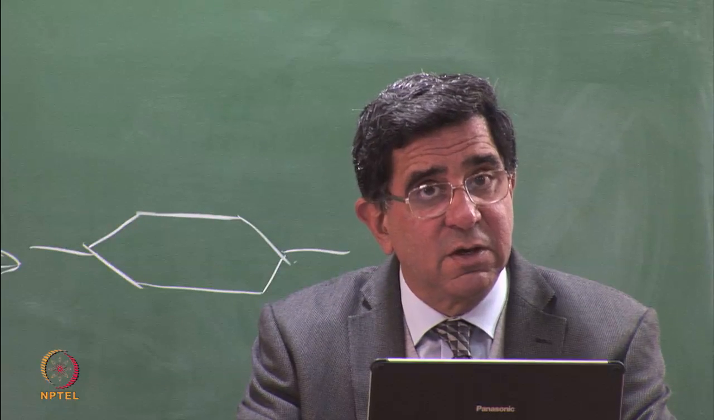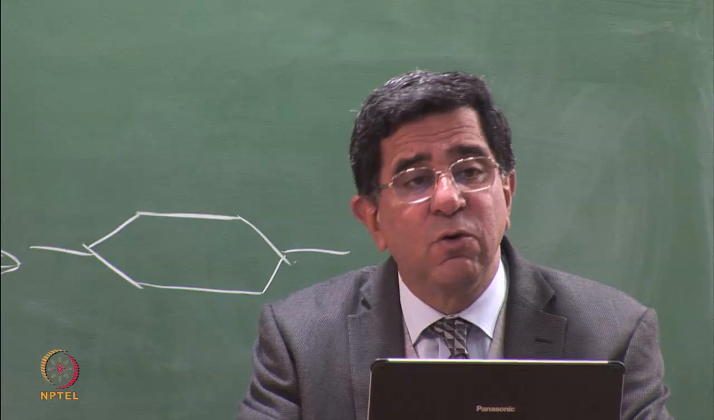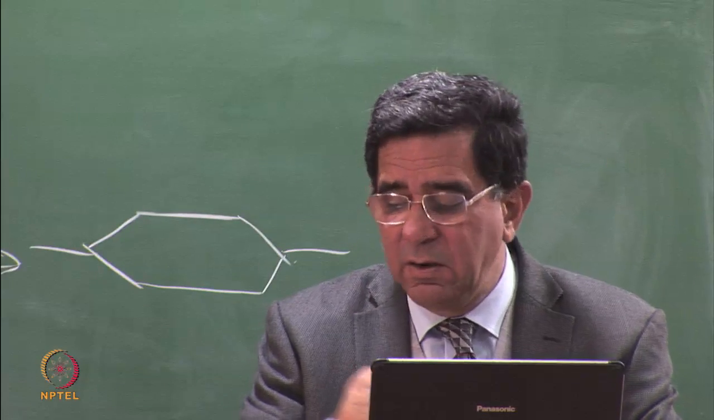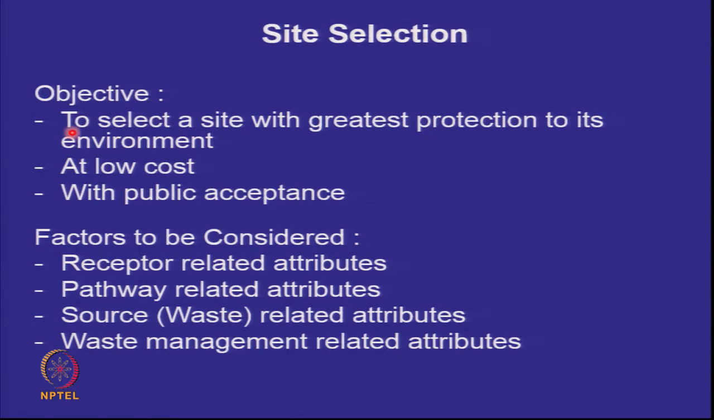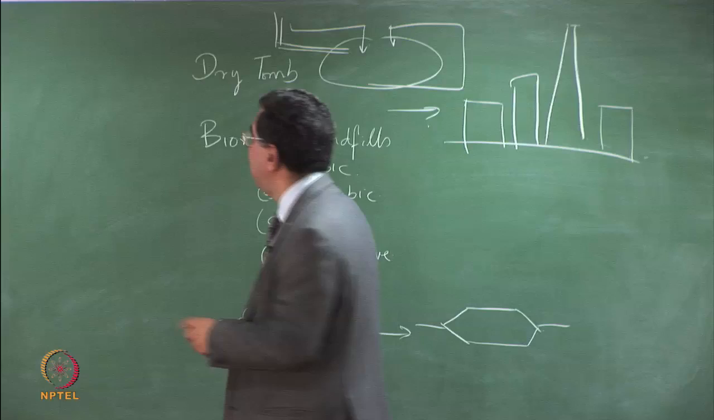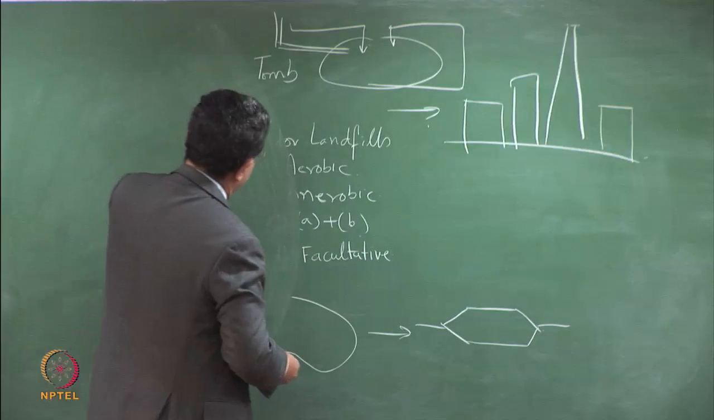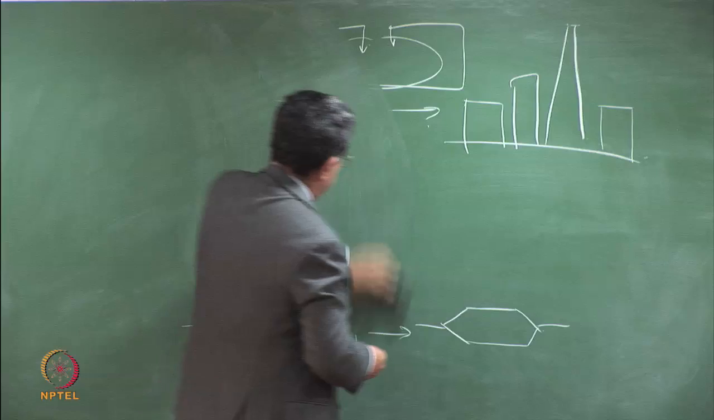So within 50 kilometers, if you have a bunch of sites, then you have to go through a site selection process. And what it involves, we'll do this in greater detail in a later class. We have to select a site with greatest protection to the environment at low cost and with public acceptance. The most difficult problem is with public acceptance. Nobody wants to have waste in their backyard. And what is that called? NIMBY, not in my backyard. You can send the waste anywhere else, but don't send the waste to my backyard.